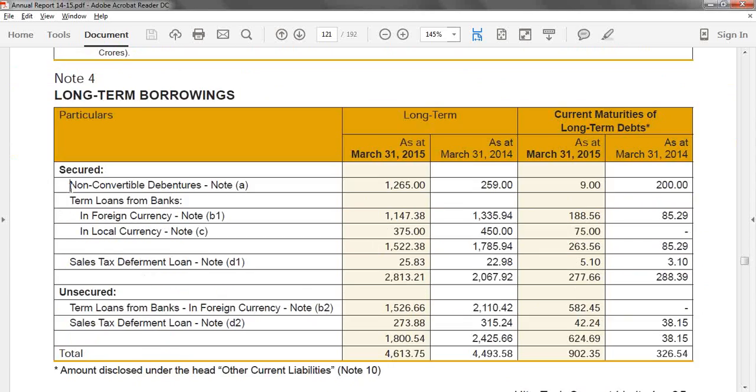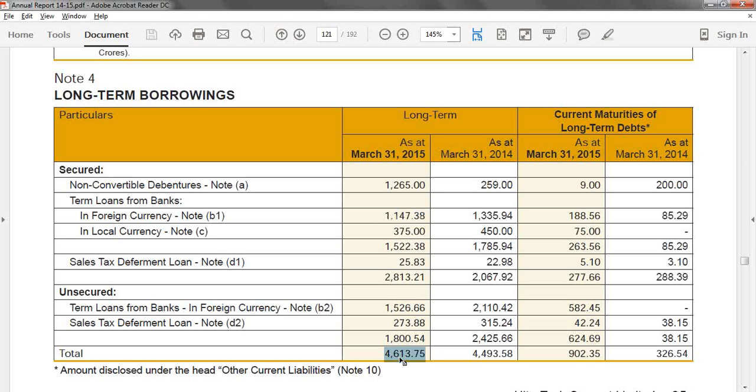Long-term borrowings, how much is secured out of that 4,000 crore, how much is unsecured, and how much is in foreign currency. You have the data available in terms of foreign currency loans as well. So you realize roughly about 1100 and 1500, that adds up to about 2700, which is more than half of their loan is in foreign currency.